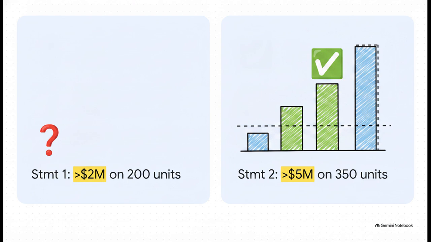Statement 1 says profit exceeded $2 million on 200 units, but since the increase isn't proportional, the exact proportion variable is missing. 380 units might only hit $3 million, so insufficient. But check out Statement 2. It acts as a brilliant logical ceiling. It says profit exceeded $5 million on just 350 units. Even with varying proportions, if 350 units cleared $5 million, then selling 30 more units mathematically must clear that $4 million threshold. Statement 2 alone gets the job done.